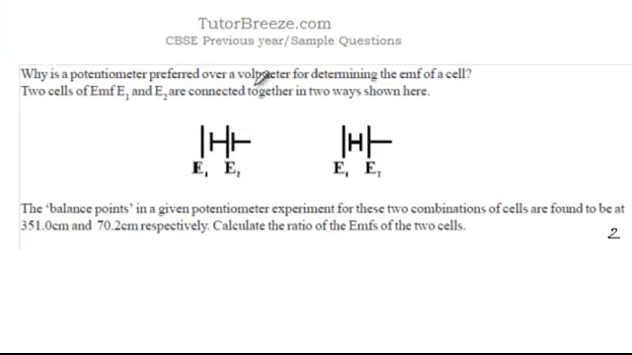Why is a potentiometer preferred over a voltmeter for determining the EMF of a cell? At the balance point, the current drawn from the cell is 0. And if the current drawn from the cell is 0, then what we are measuring is the EMF of the cell and not its terminal potential difference.